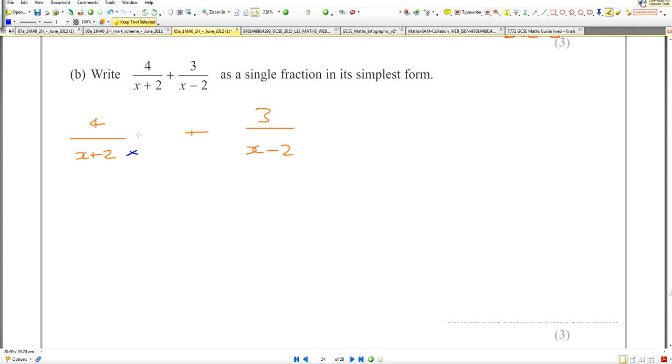So, we multiply this top and bottom by the other denominator, which is what? X minus 2. So we multiply each fraction by the other fraction's denominator. So this fraction here gets multiplied by this, and this fraction is multiplied by that. So x minus 2, what do I multiply by top and bottom? By x plus 2. Lovely.